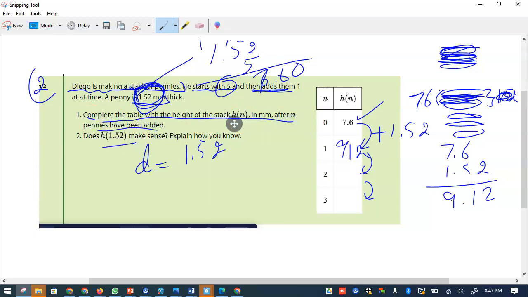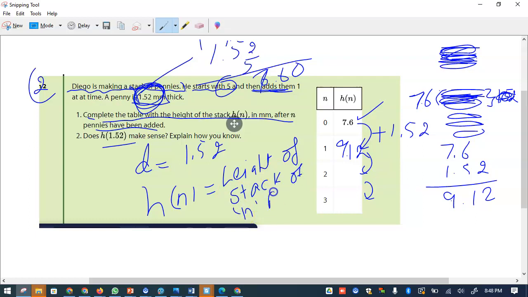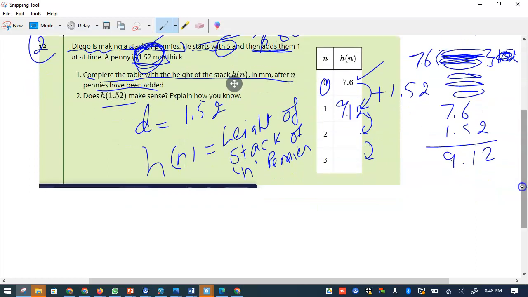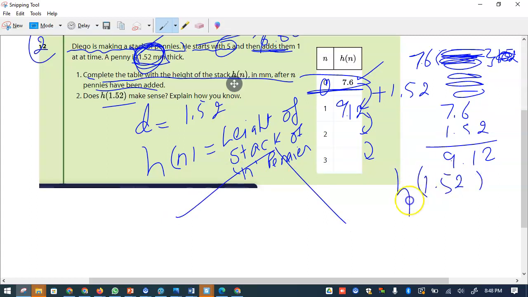And h is the height. Now what does h stand for? H stands for the height of the stack of pennies, the stack of n pennies. So n can be 5, 6, 7, and so on. And remember that it starts with 0. That means 0 is what, 7.6, that's the start. So I want you to write two things. You can't have a penny with 1.52. You can have only h of 1, h of 2, h of 3.